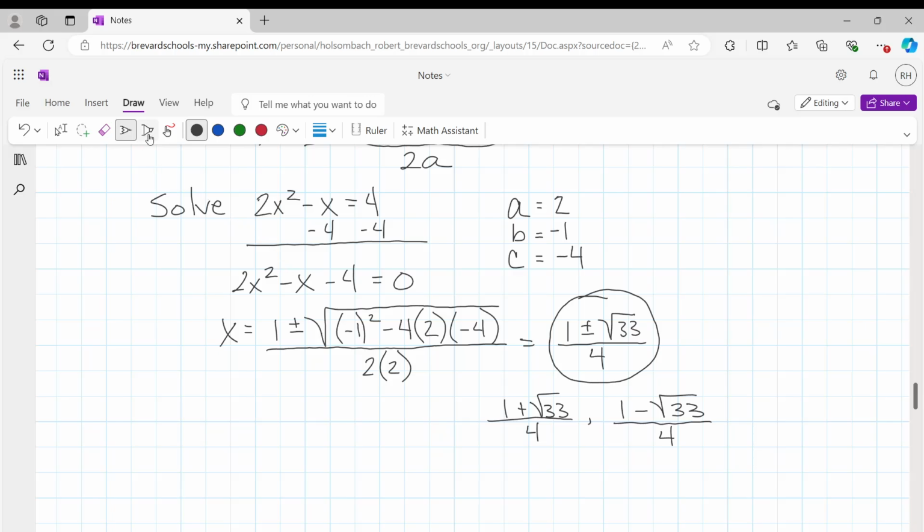I would suggest being extremely careful when c is equal to a negative. That seems to be a common mistake, is that negative gets left off somehow, and you end up with the wrong value underneath the radical. So, like I said, be careful there.